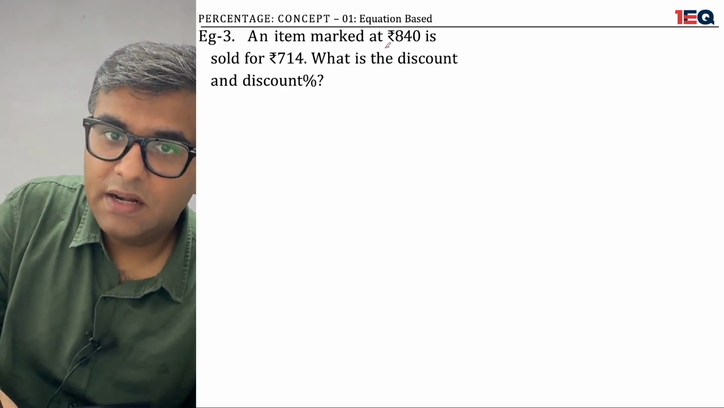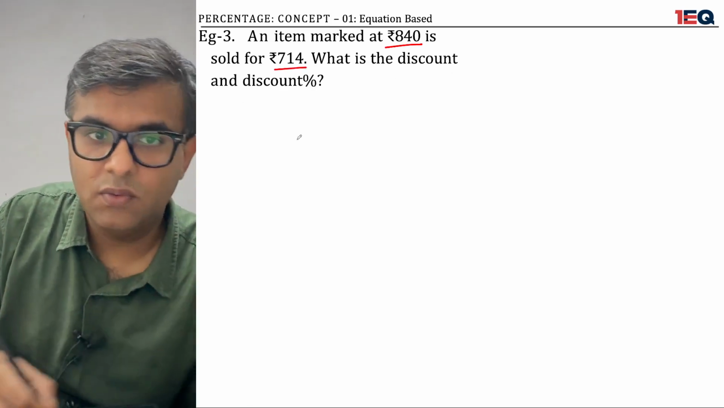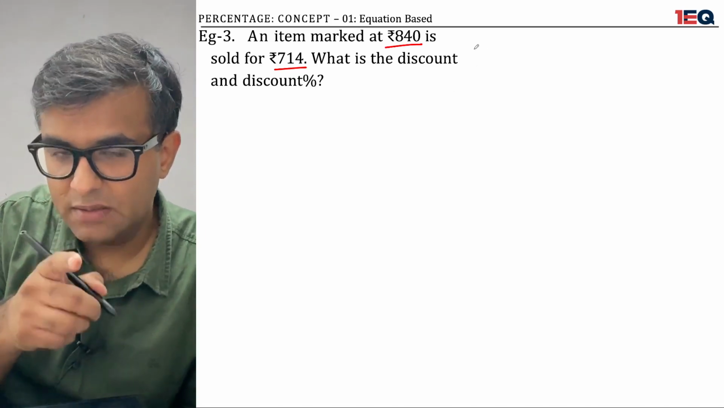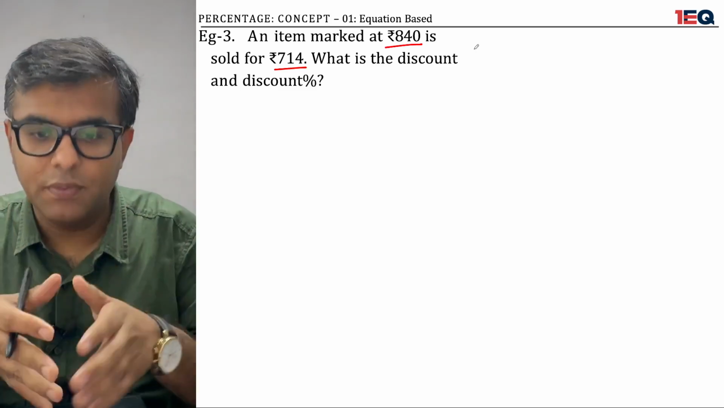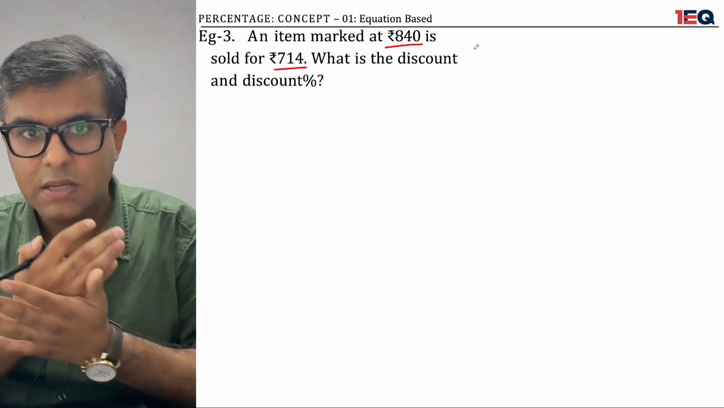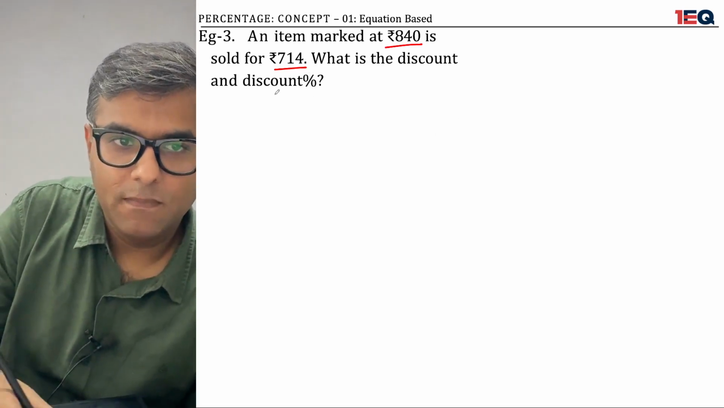An item is marked at 840 rupees. It is sold for 714. What is the discount and what is the discount percentage? Before talking about the discount and the discount percentage, I really want you to dig very deep into the concept of profit and loss, because this concept is definitely going to come to you some time or the other.